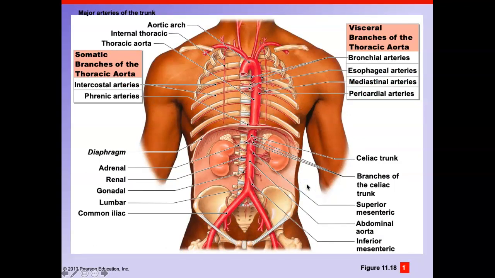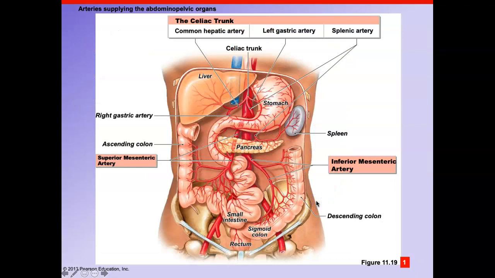Veins of the abdomen and chest, the aorta and all the branches off that aorta, renal, and then the common iliac here. And then all the branches to the digestive tract.